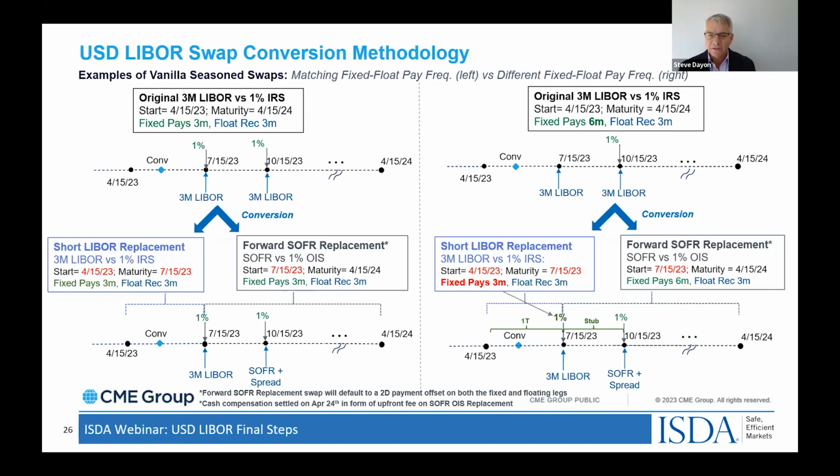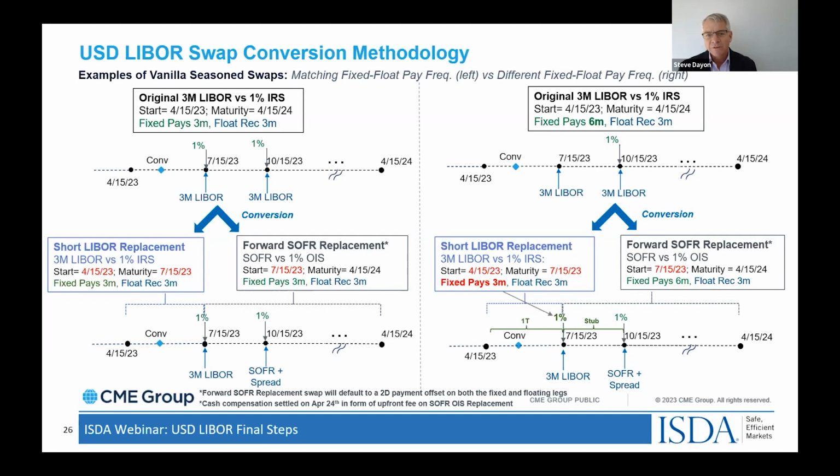So we mentioned that at CME we maintain that representative LIBOR fixing a little bit differently than LCH does. We also add a 2-day offset to both the fixed and the floating leg of the swap. It's just a matter of opinion. Any differences accounted for would be captured via that cash compensation.